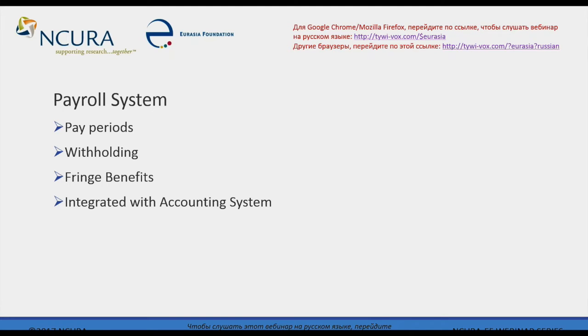The fourth financial system is a payroll system. Payroll systems, among other things, should include a defined pay period schedule for when employees receive their pay, provide withholding of taxes or other costs for employees, handle fringe benefits, such things as retirement, vacation, and various insurance programs. And they should be integrated with your accounting system so that salary costs and data on who received salary can easily post to the general ledger of your accounting system.